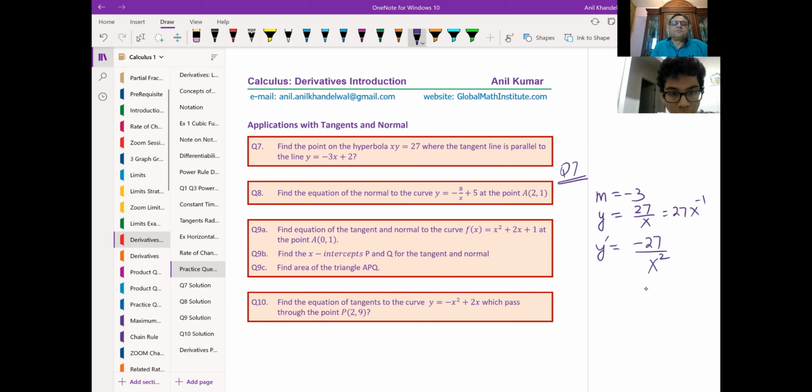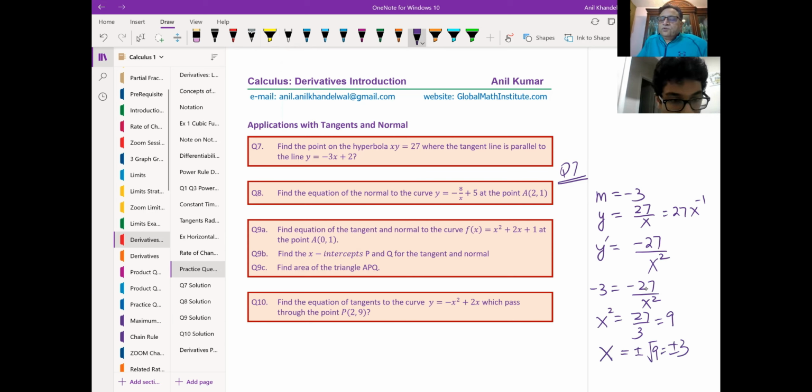So it says find the point on this hyperbola where the tangent line is parallel. That means this derivative is minus 3, correct? You will write minus 3 equals minus 27 over x squared. So x squared equals 27 over 3, the minus signs cancel, which is 9. So x equals plus or minus the square root of 9, which is plus or minus 3. Is it okay? And now we know the x values.